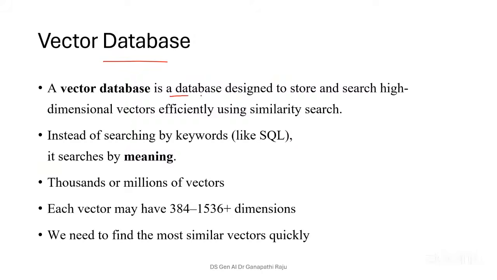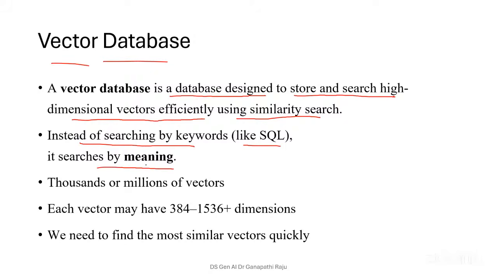A vector database is a database designed to store high dimensional vectors efficiently and support similarity search. People are asking, why can't we use normal SQL? SQL searches by keywords, but in vector databases the searching is done by the meaning. That's what I call semantic search.